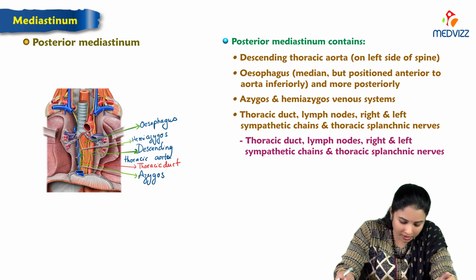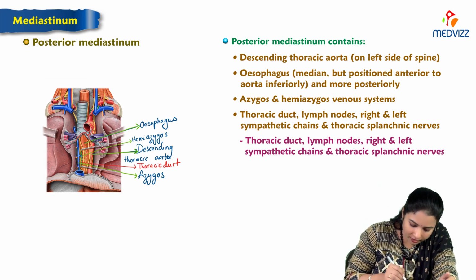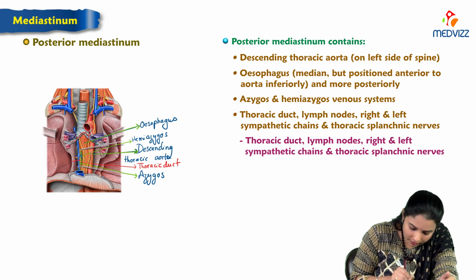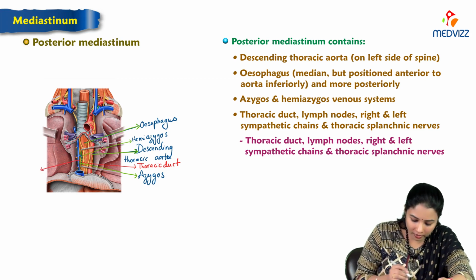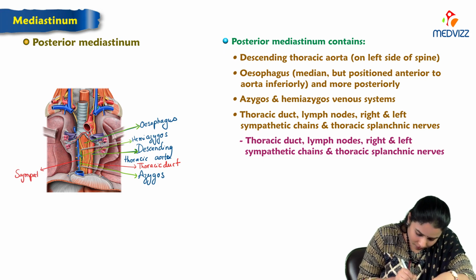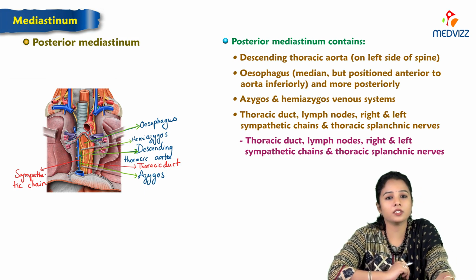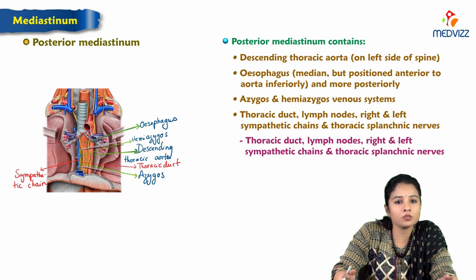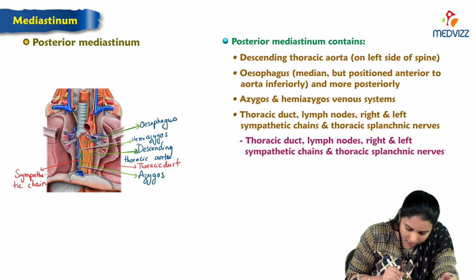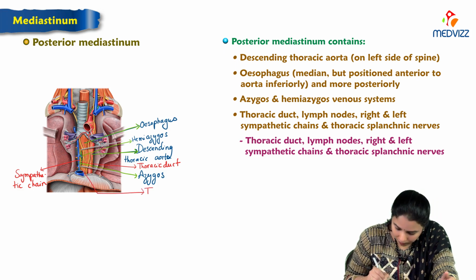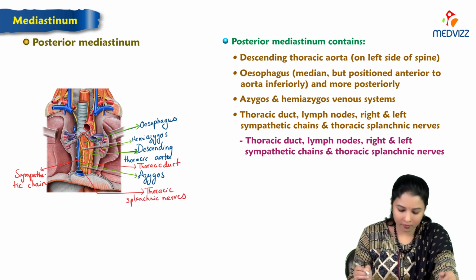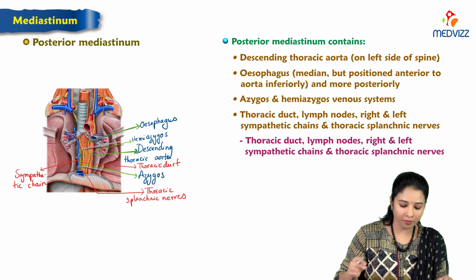Right and left sympathetic chains. So one side sympathetic chain is clear just next to the azygos vein. So next to the sympathetic chain, it also contains thoracic splanchnic nerves. So we can see these thin nerves. So these are the contents of the posterior mediastinum.